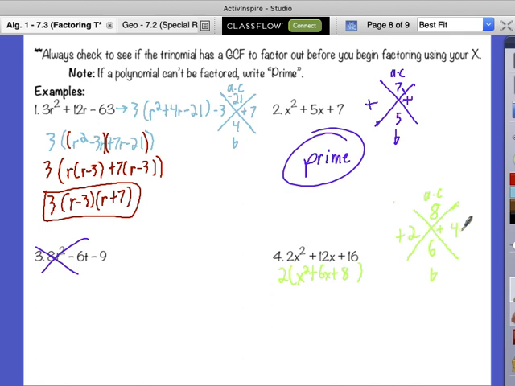So now, can somebody tell me how to write this? 2 parentheses x squared plus 2x plus 4x plus 8. Very good. We have that 2 on the outside, and we rewrote everything but split the middle term.